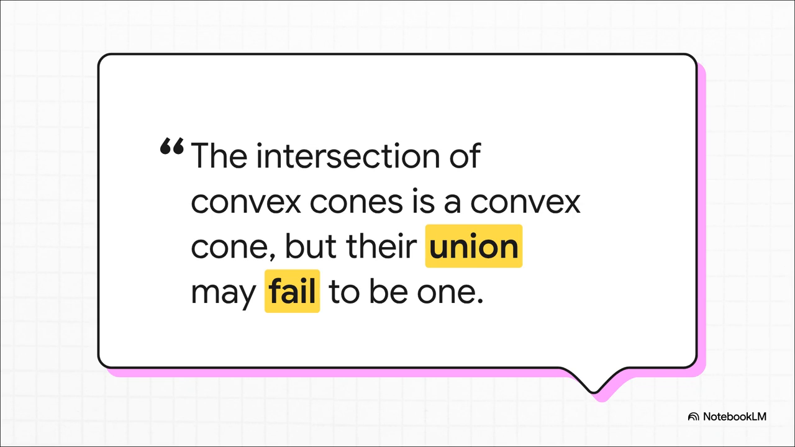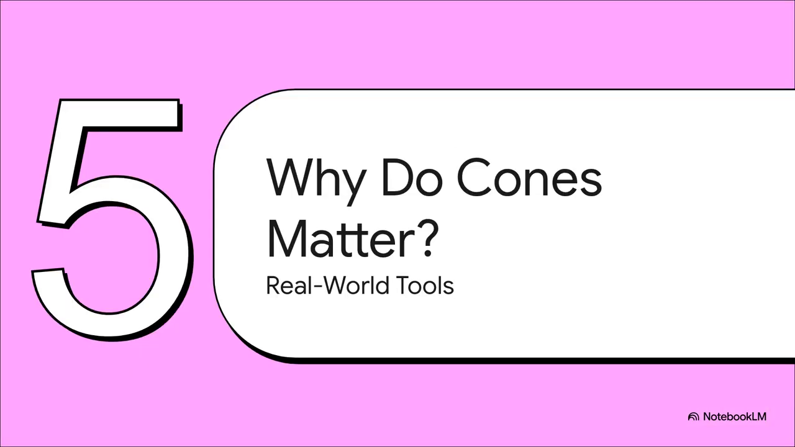And you know what? This quote from our source just hits the nail on the head. It perfectly explains why that two-ray example didn't work. Those two separate rays are what we call a union. And just like the quote says, the union of two cones might fail to be convex. It was that adding we did between the two separate parts that broke the rule and kicked us out of the set.